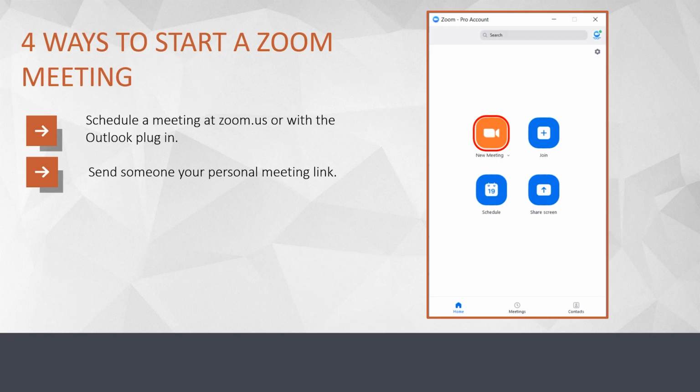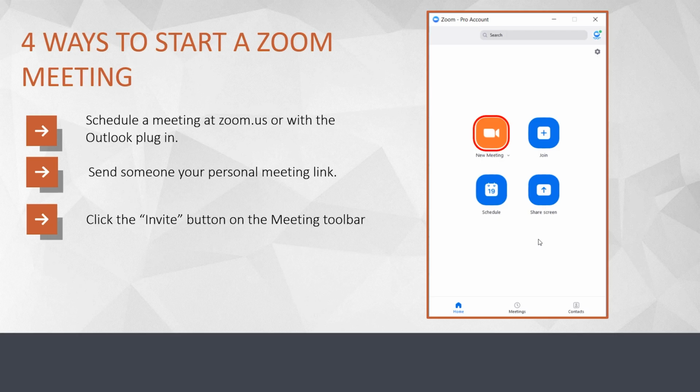You can also send someone your personal meeting link. Does everyone remember how in our profile, when you go to my profile, you have a meeting link that you can set? You can even change the meeting ID of the meeting link to make it more memorable. You can share that as your personal meeting link to have people quickly join in your personal meeting room.